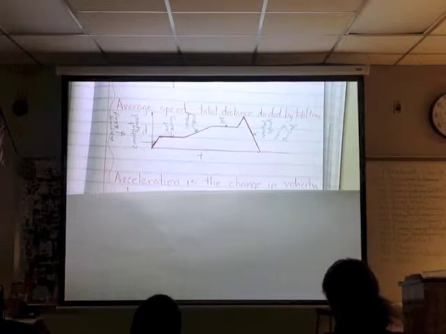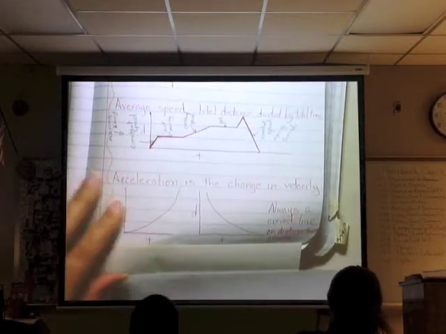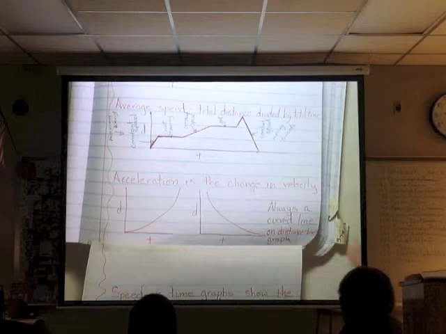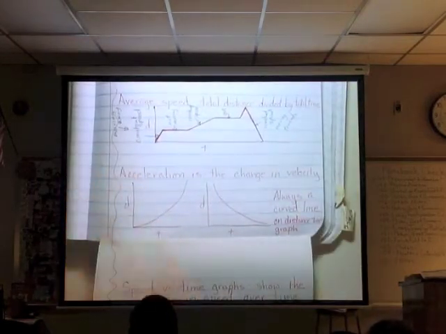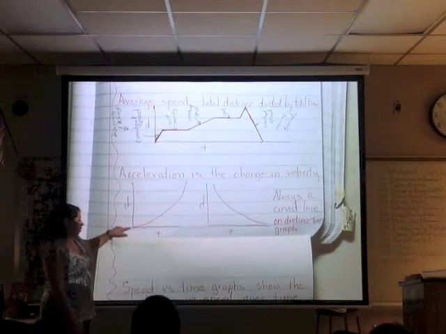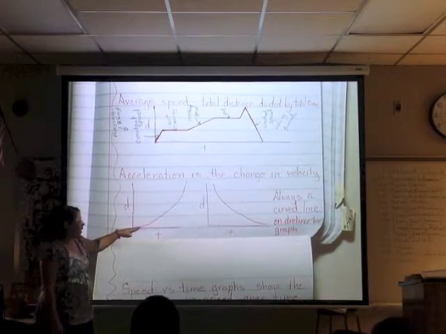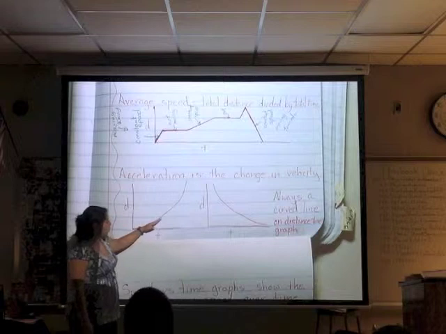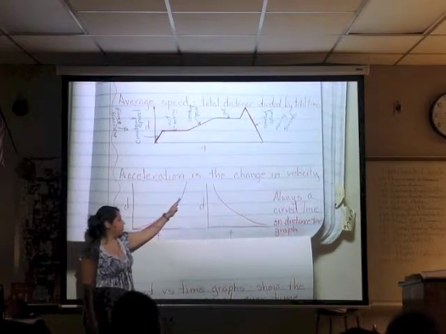So, let's look at what that looks like in a graph. You already know what it is. So in a distance time graph, we're still looking at a distance time graph. We see that as time goes by, I start going faster and faster and faster.